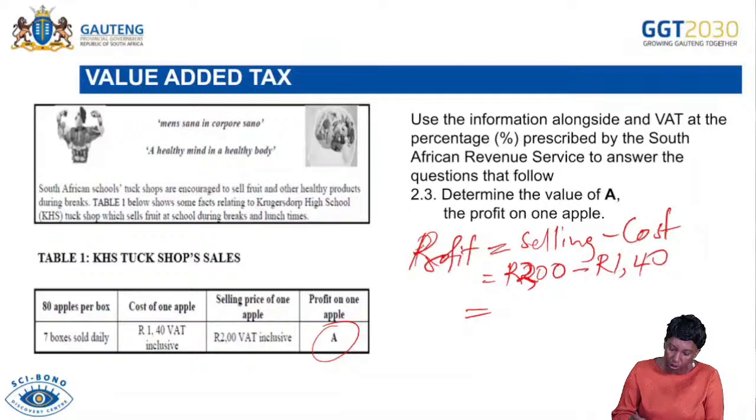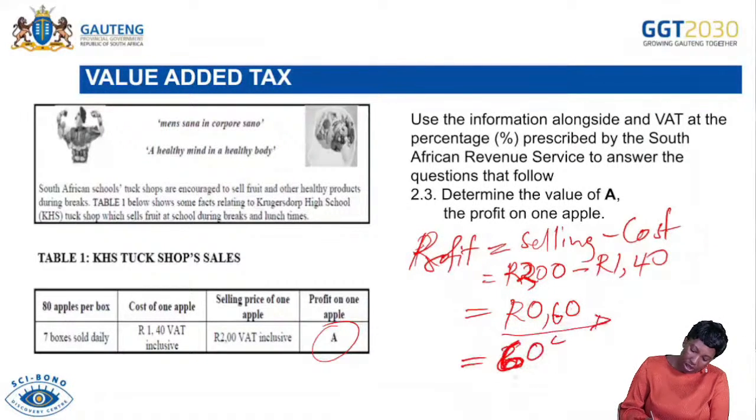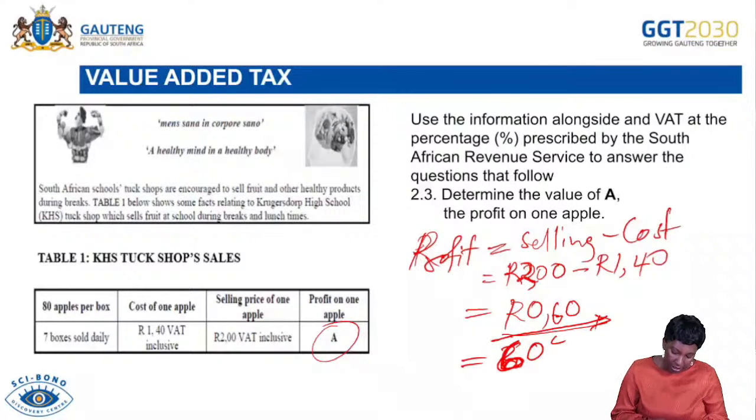Now what will be the amount there? It will be 60 cents, 0.60. Or you can just say 60 cents. But now we are using the rand, not the cents only. We are now writing it the correct way to be 0.60. That is your profit.